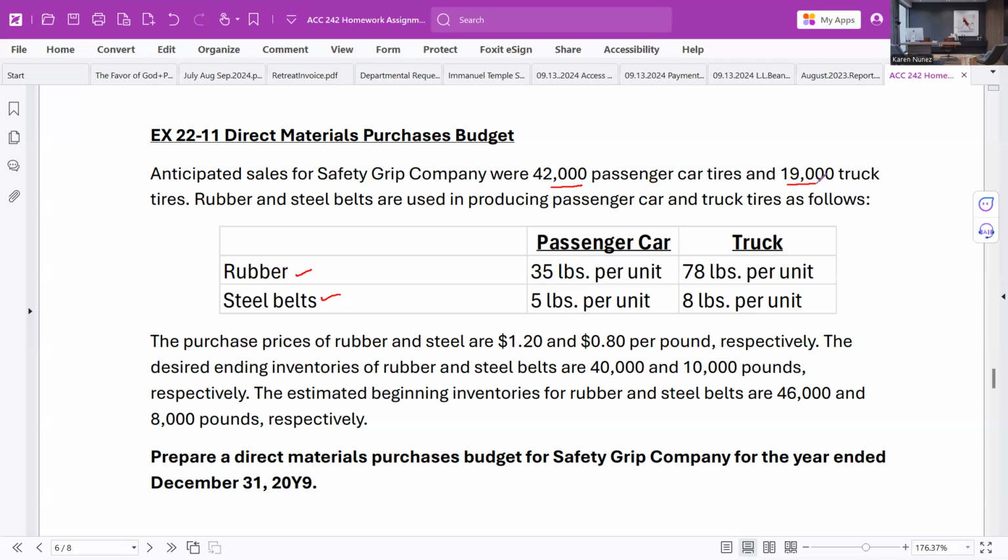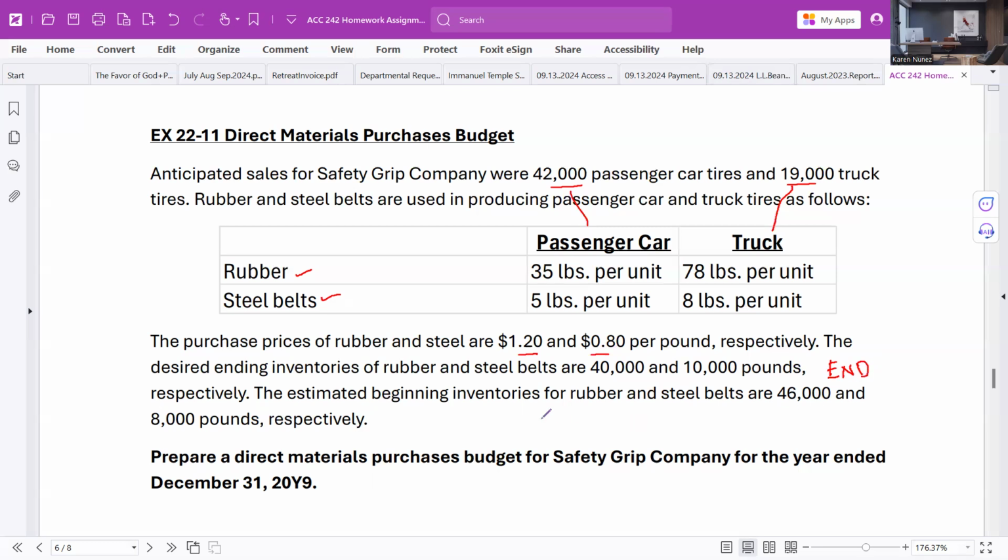Those are the production needs, right? We're going to be producing 42,000 passenger car tires and 19,000 truck tires. And again, we need to make sure we have enough rubber and steel belts to make these tires. These are the needs for each tire. And we've got some prices too, and some information about ending inventories. So these are the ending inventories.